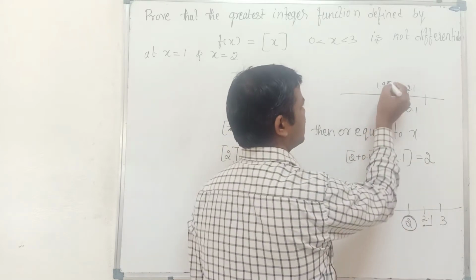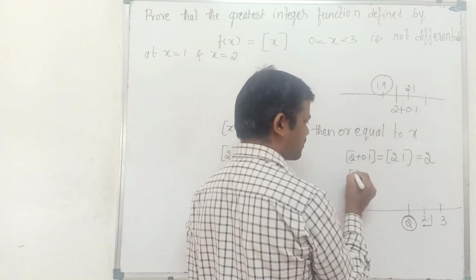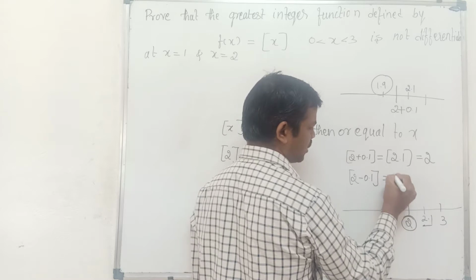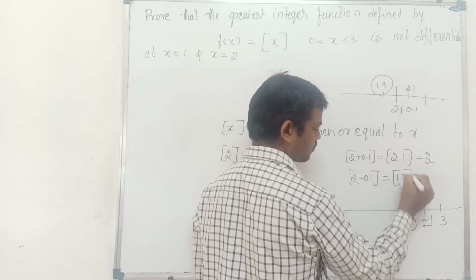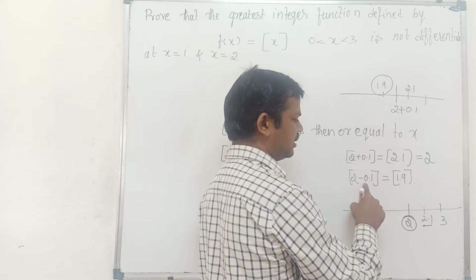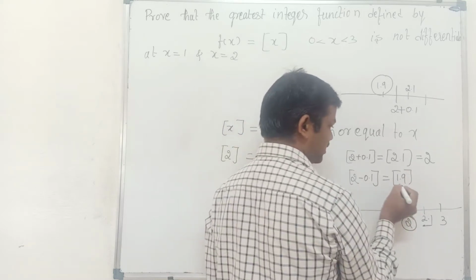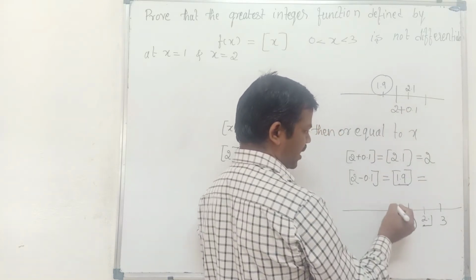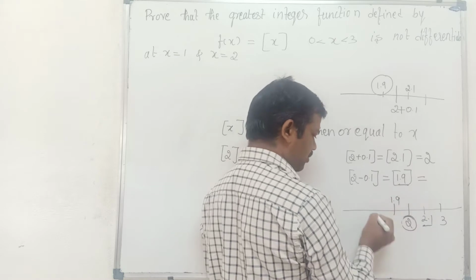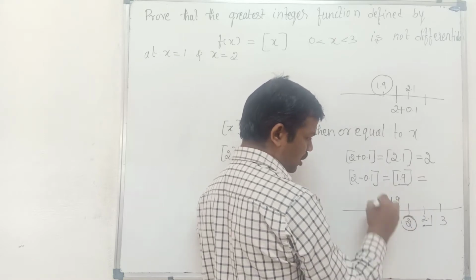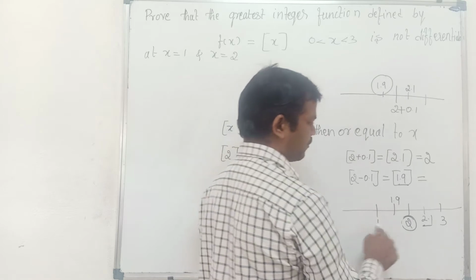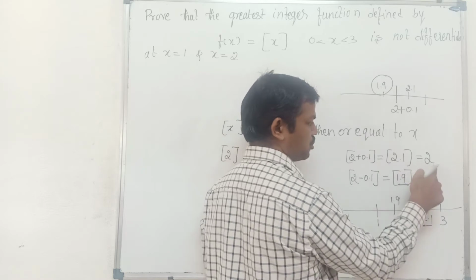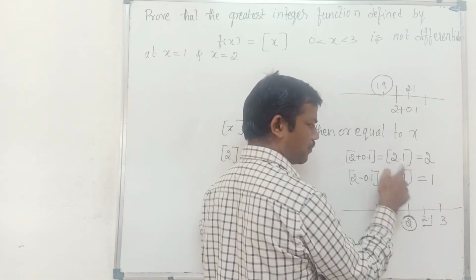Next we come to the left side. We write it as 2 minus 0.1, so actually it will become 1.9. 2 minus 0.1 is nothing but 1.9, the left side of 2 here. So what happens to the greatest integer of 1.9? 1.9 comes here, so which is the integer less than this? That is nothing but 1. So the greatest integer of the right side of 2 is 2, and the greatest integer of the left side of 2 is 1.